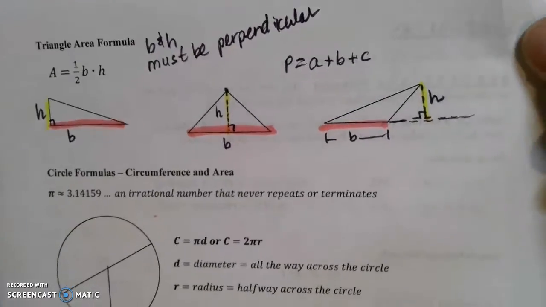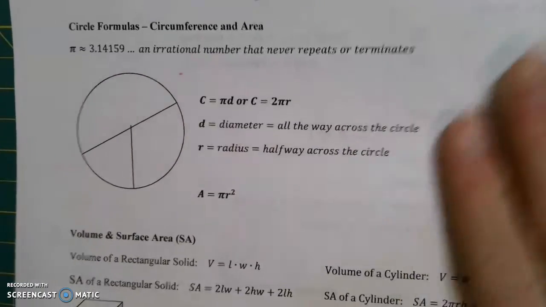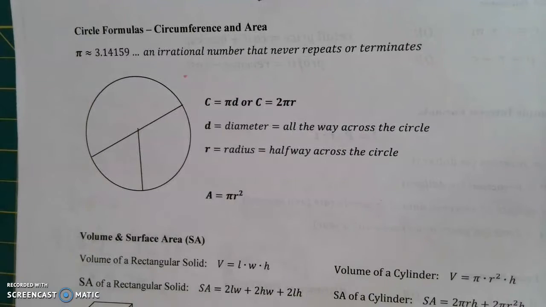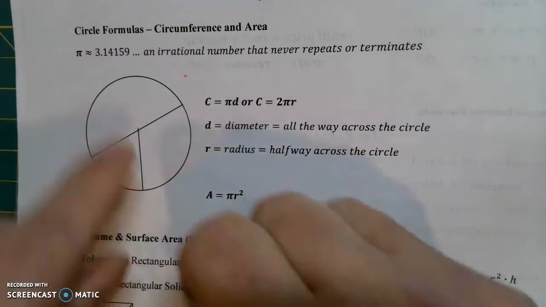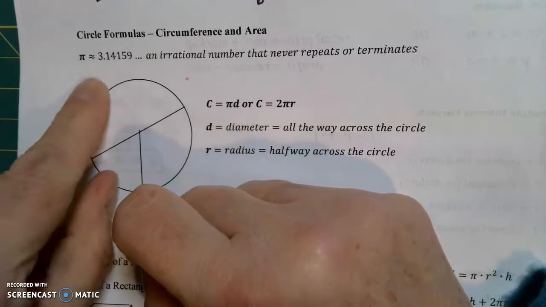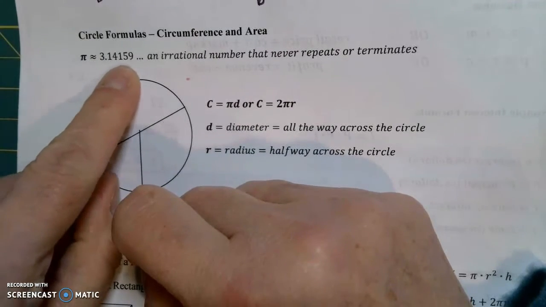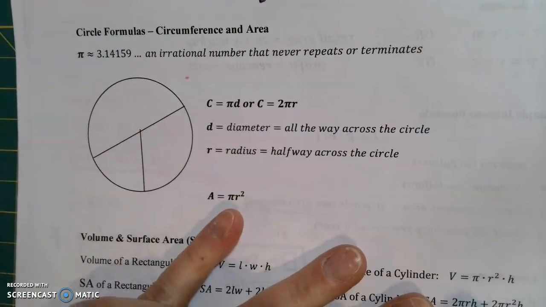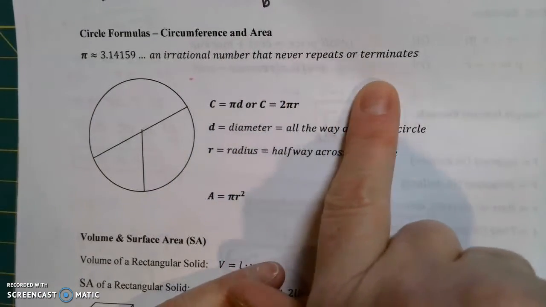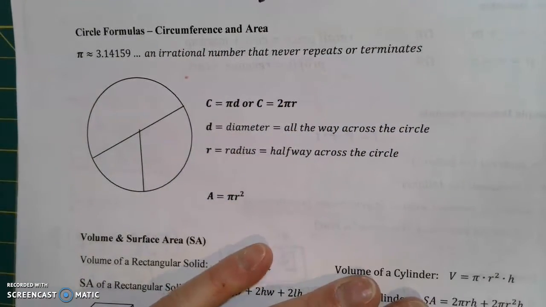With circles, we always have fancy names for things. So instead of perimeter, circles call it circumference. And that is where we get to know the number pi. So that's approximately 3.14159, and it goes on for infinity. And it is an irrational number because it never repeats and it never terminates.